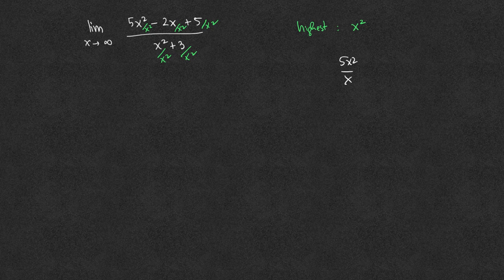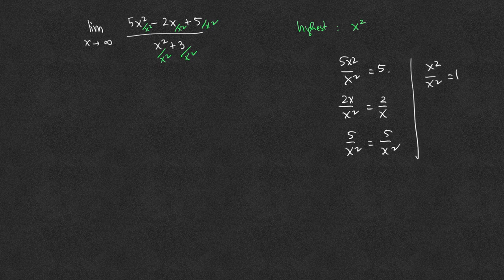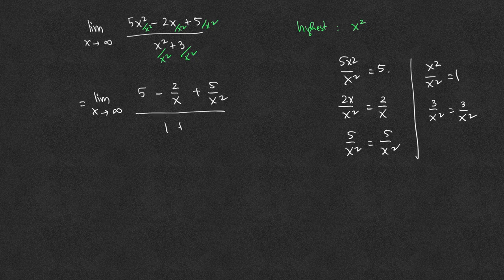5x squared over x squared is 5. 2x over x squared is 2 over x. 5 over x squared stays 5 over x squared. x squared over x squared is 1. 3 over x squared stays 3 over x squared. And so we rewrite it as the limit as x goes to infinity of 5 minus 2 over x plus 5 over x squared, over 1 plus 3 over x squared.